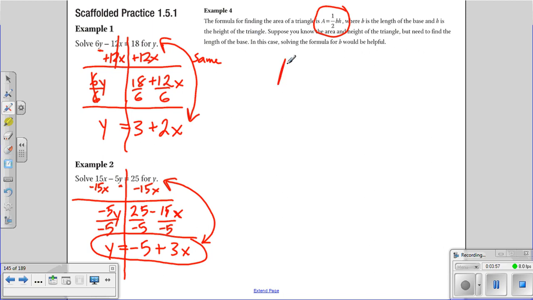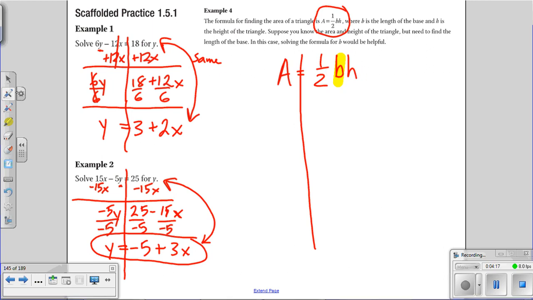So let's start with the original equation. And the key is we want to get b by itself. So I want to get this by itself. So to do that, again, here's my equal sign, I need to move the 1/2 and I need to move the h. So the first thing I'm going to do to get rid of that 1/2 is we can simply multiply by the reciprocal, both sides. Okay, so 2 times a becomes 2a. Those cancel each other out, and then we have bh over here.